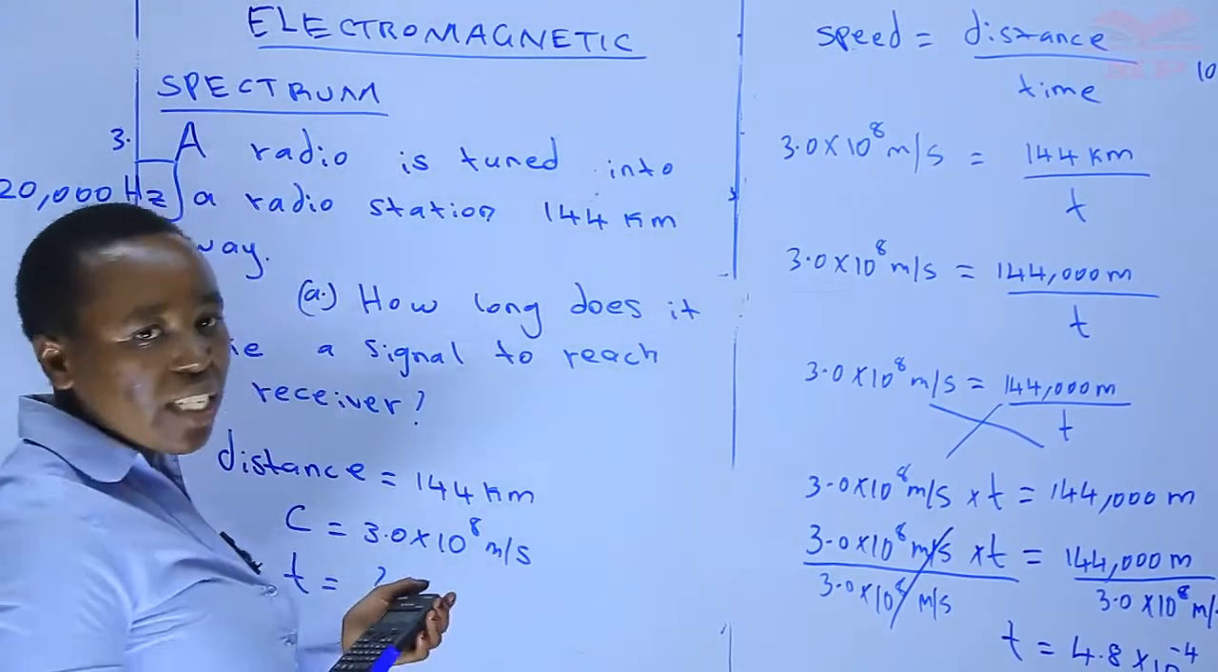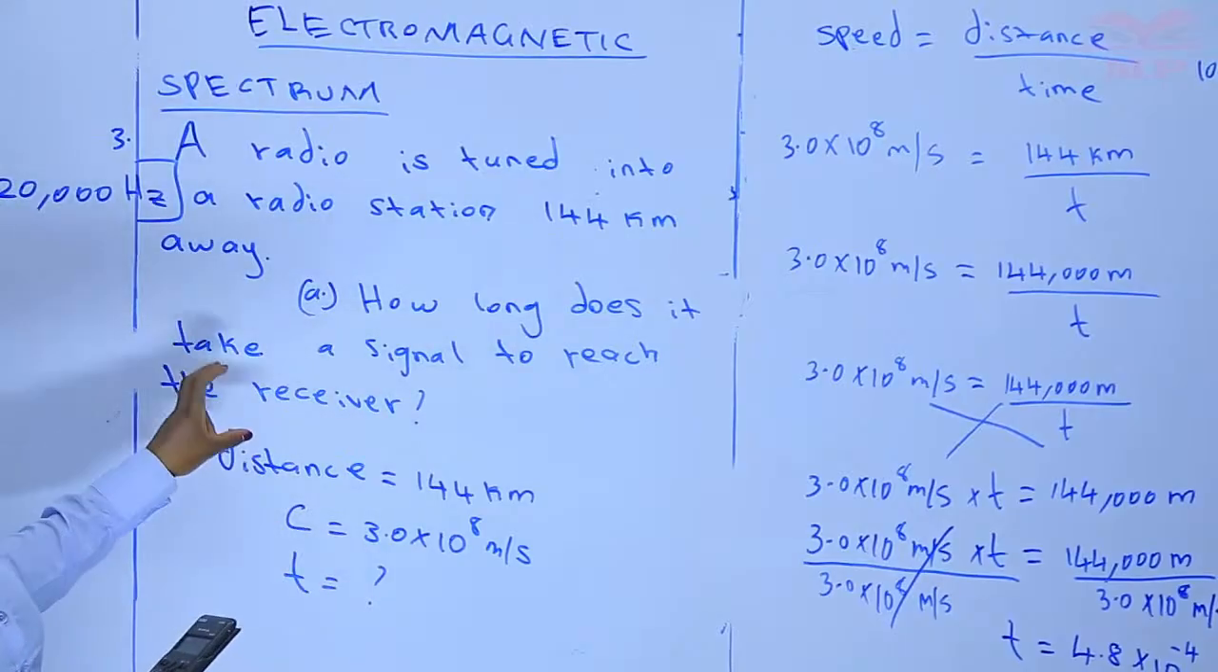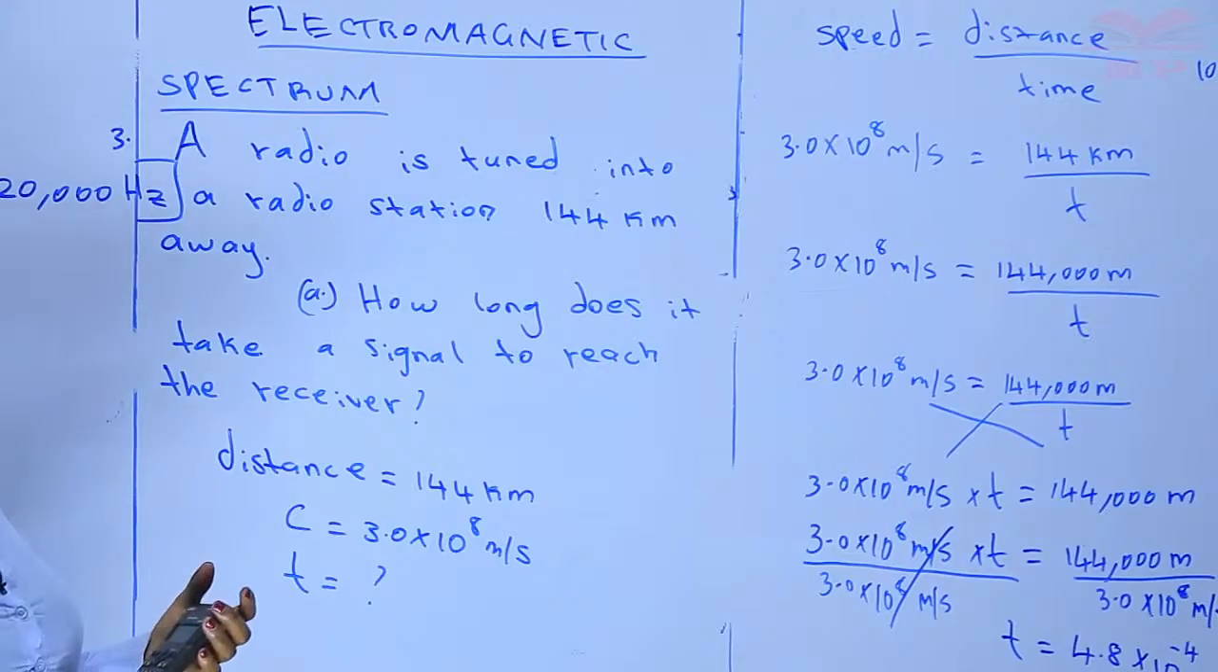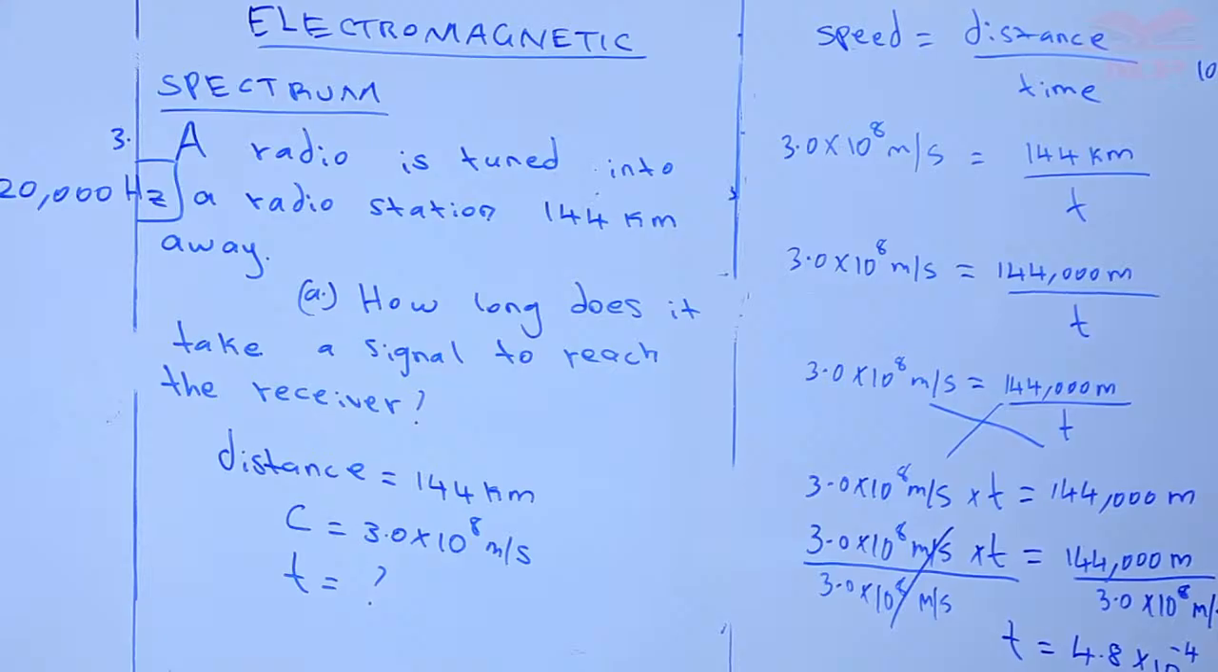That is for the signal to get to the receiver from a radio station which is 144 kilometers away. So that's what we have as the time that will be taken. So speed, distance over time, we have the speed, that is the speed of light because it is a radio wave which is an EM wave, and we have the distance in kilometers.